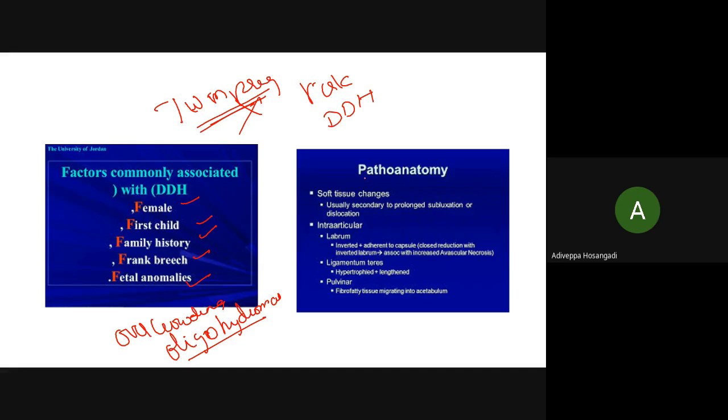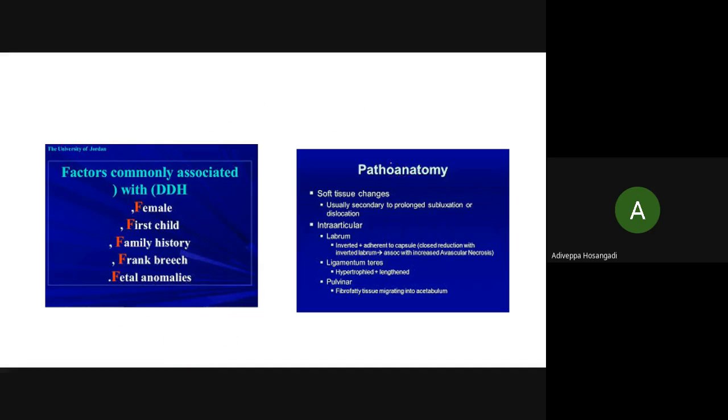Okay, so what is the pathoanatomy? If you remember the pathoanatomy, you will be easily able to answer some questions. There are changes in the soft tissue and changes in the joint. Soft tissue changes happen whenever the head has dislocated. What happens is there is a stretching of the capsule.